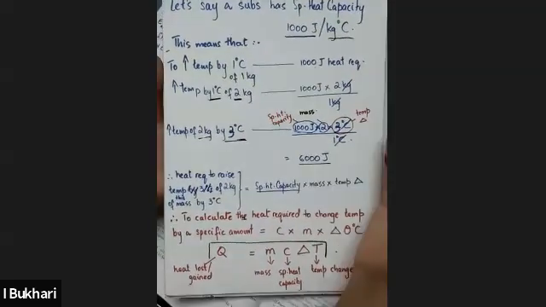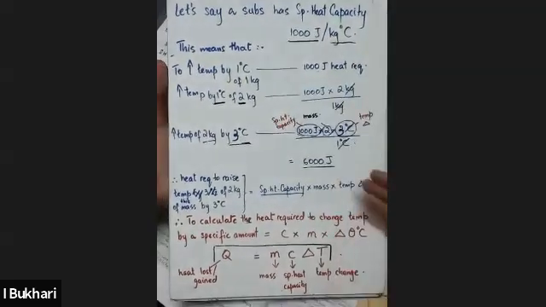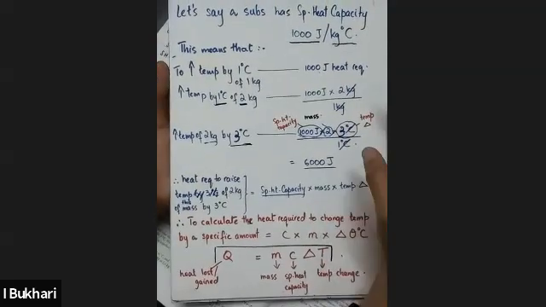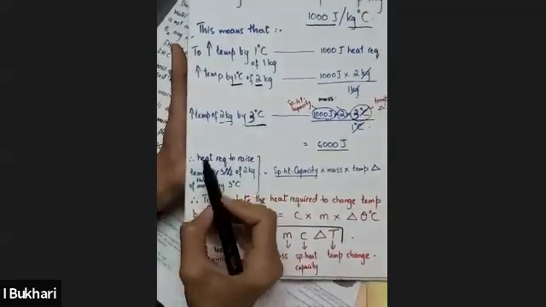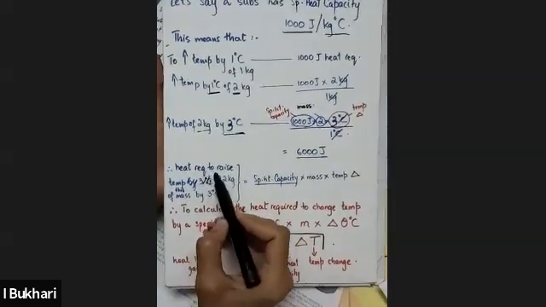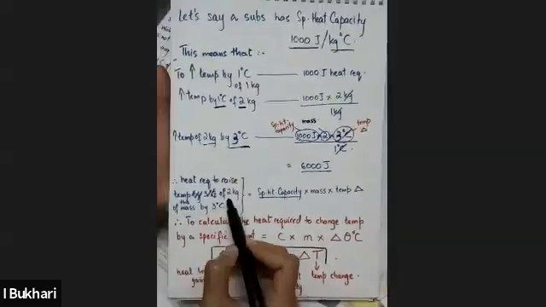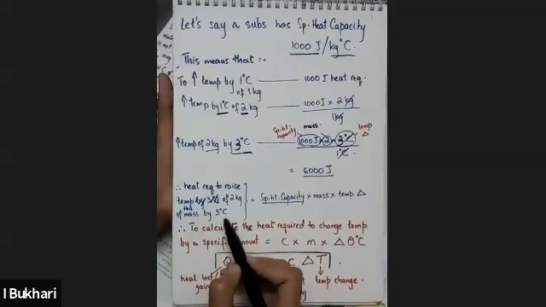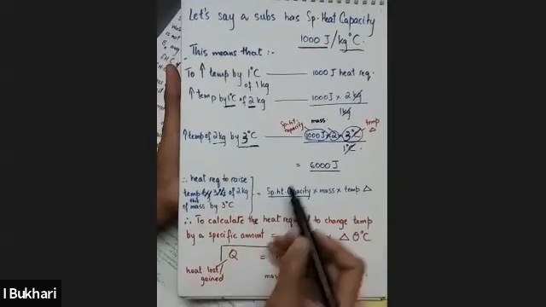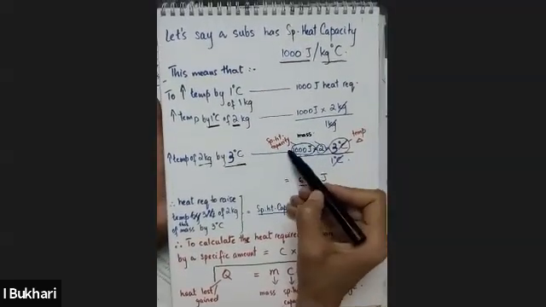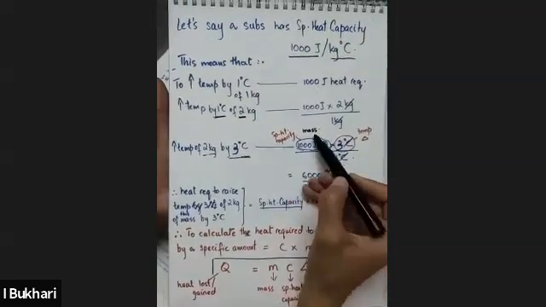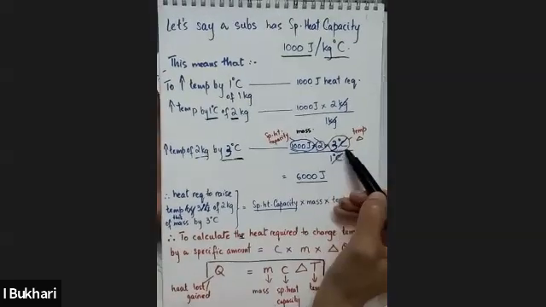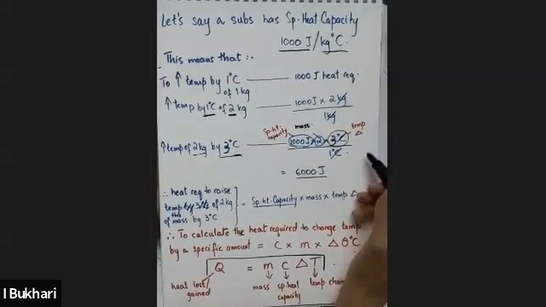So what am I doing? What did I do overall? What's the gist of the story? The gist is that the total heat required to raise the temperature of 2 kilograms of this mass by 3 degrees Celsius is obtained by multiplying the specific heat capacity with the mass. This 2 was the mass. This 3 was the change in temperature.